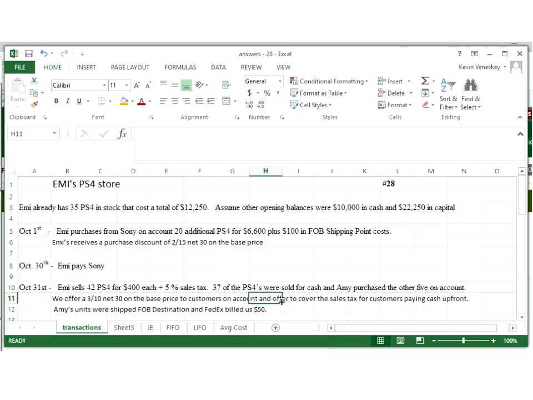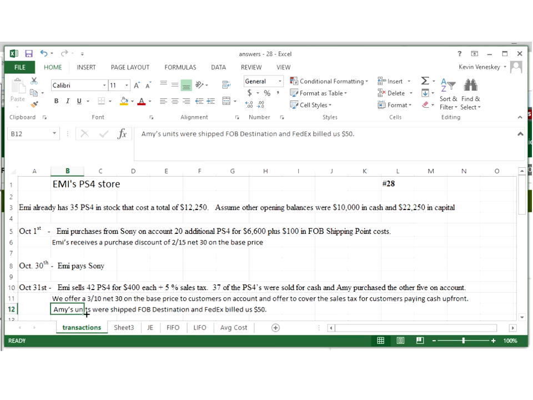And then something new that we've never really talked about yet. Instead of giving my customers a 5% sales discount, I could do that. But I'm going to essentially do the same thing by offering to cover their sales tax, basically giving them free sales tax, which is a 5% discount in a sense. So it's the same thing as receiving a 5% discount. We're going to cover their sales tax for them.